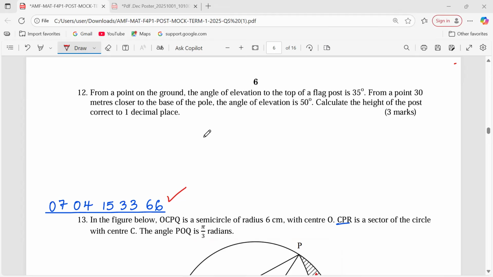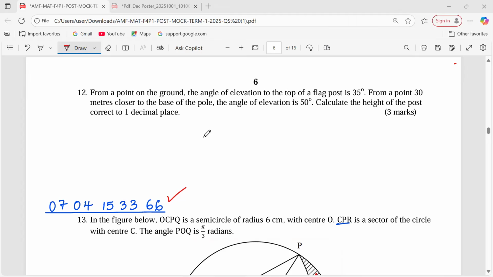From a point on the ground, the angle of elevation to the top of a flag is 35 degrees. From a point 30 meters closer to the base of the pole, that is the pole of the flag post, the angle of elevation is 50 degrees. Calculate the height of the post correct to 1 decimal place.